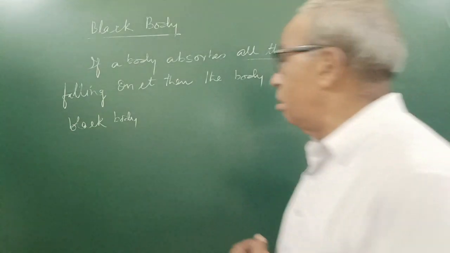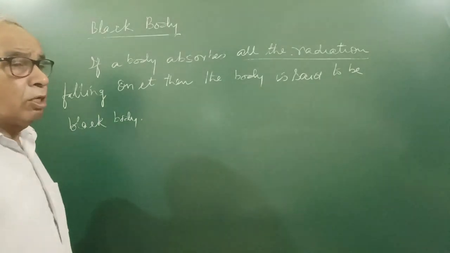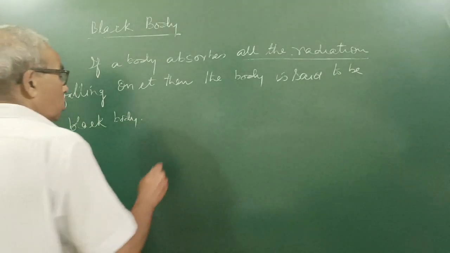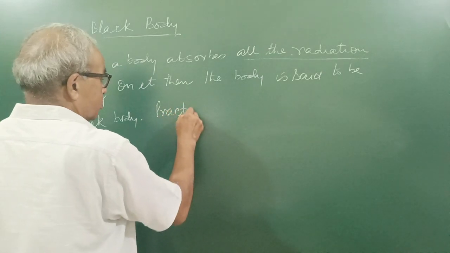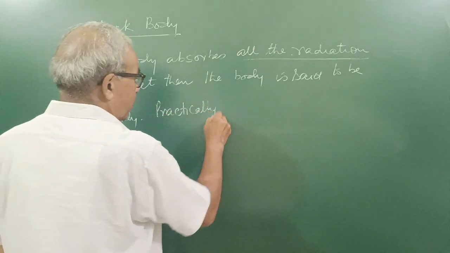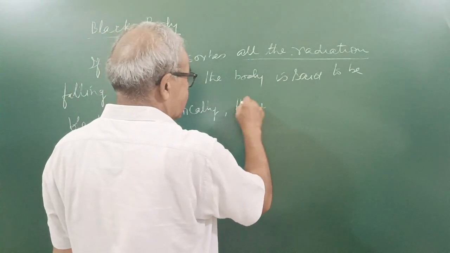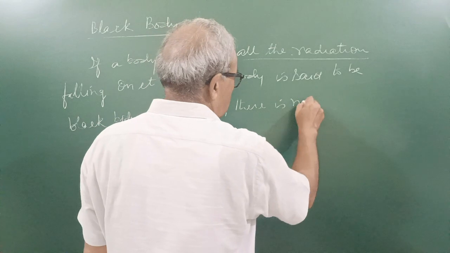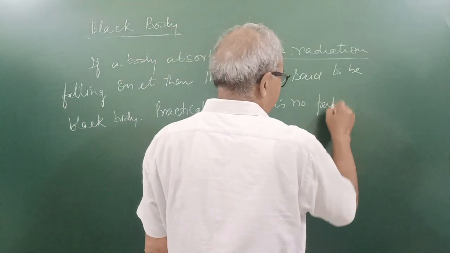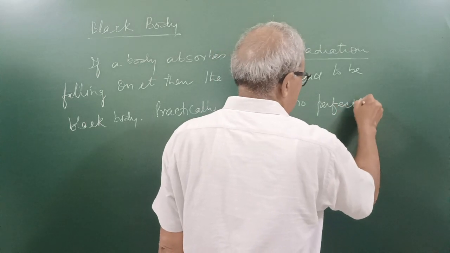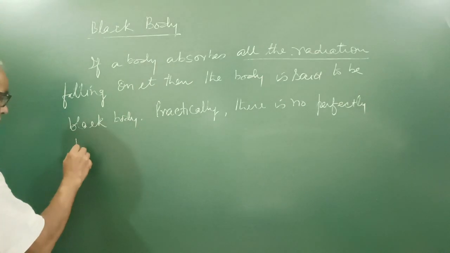Actually, on our surface, there is no perfect black body. Practically, there is no perfectly black body.